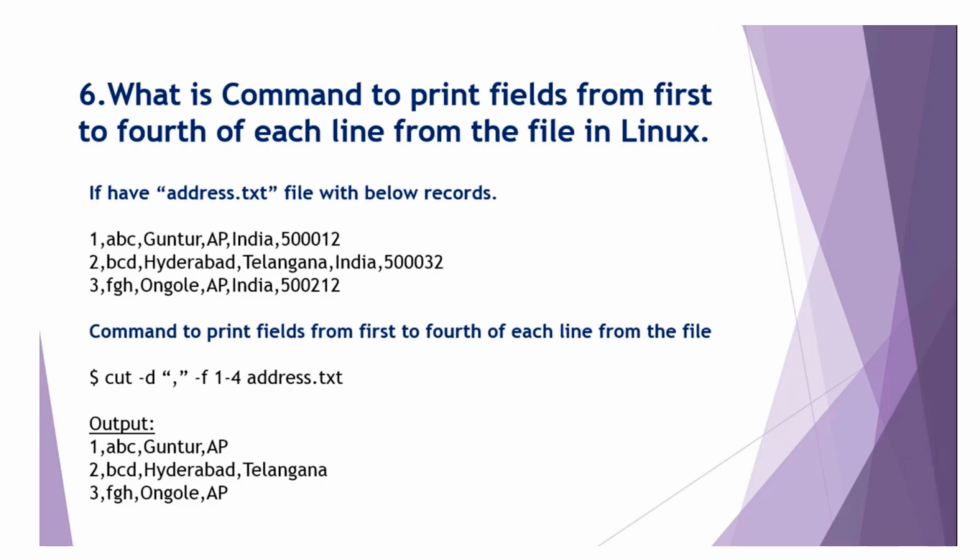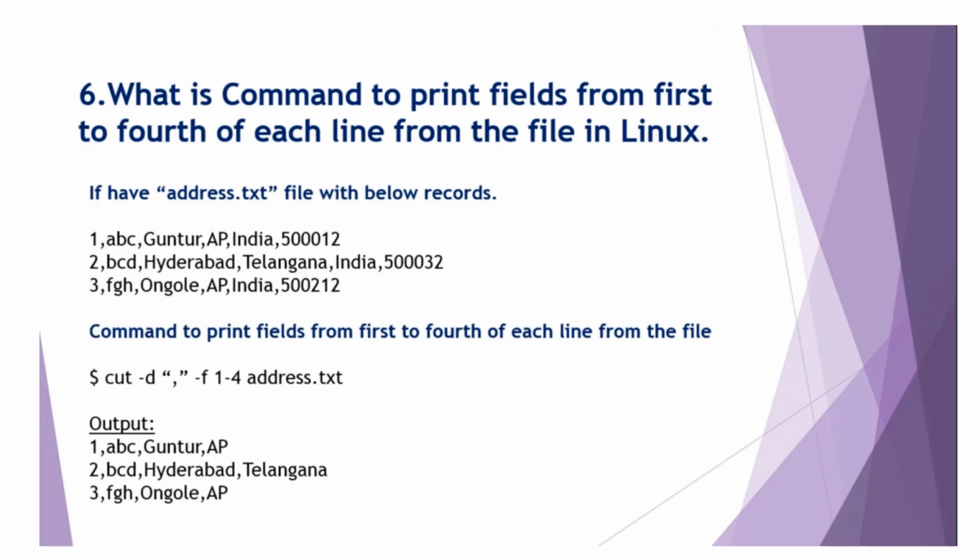If it's a pipe, then we can give pipe. If we separated with colon or some other character, then we can give that one here. And next one is space, hyphen F, which is nothing but field, and next space we are giving the starting field to the end field. So I just need from 1 to 4, the first 4 fields, so I have given 1 to 4. And next space we have to give the file name.